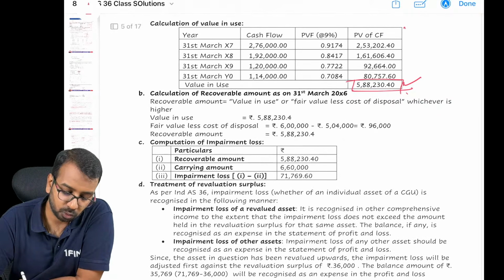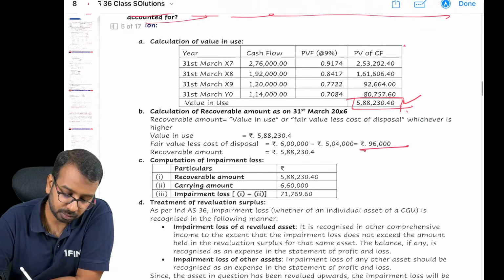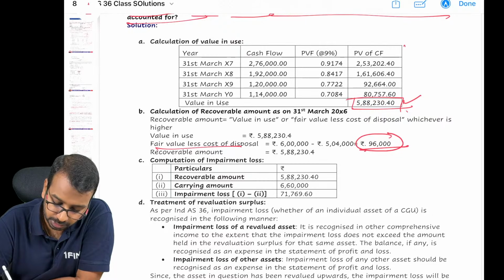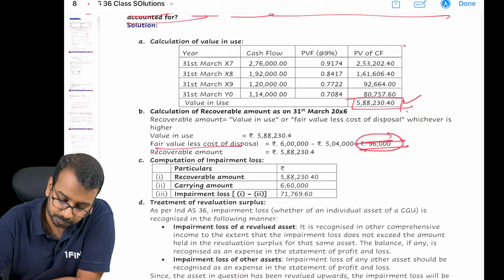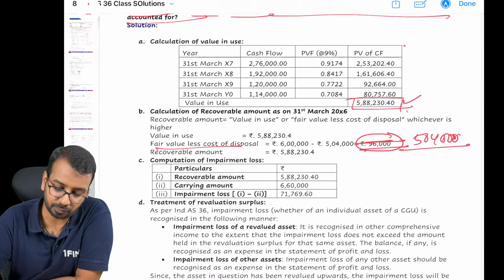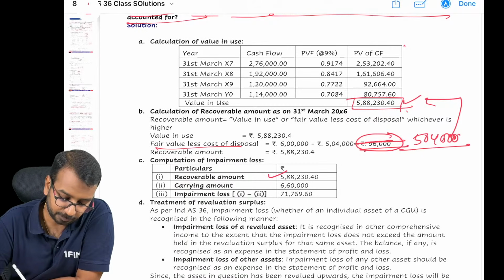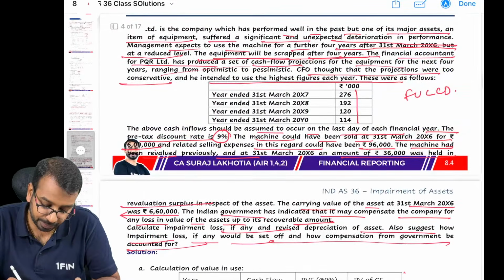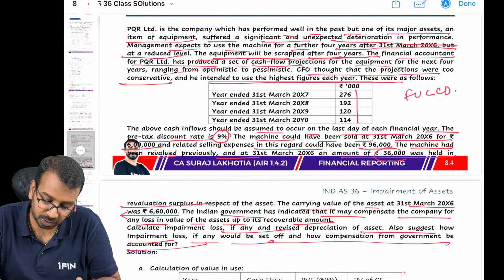Then what is the fair value less cost to dispose? 504. Fair value less cost to dispose is 504. Higher of the two, 588. Carrying amount 660. Impairment loss 71,769. Then impairment revaluation surplus is a balance of 36,000.